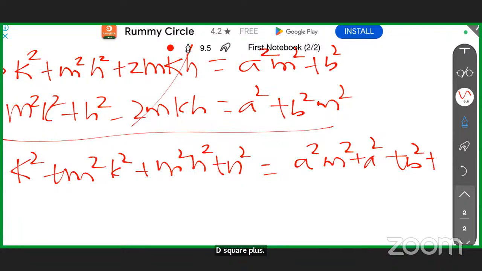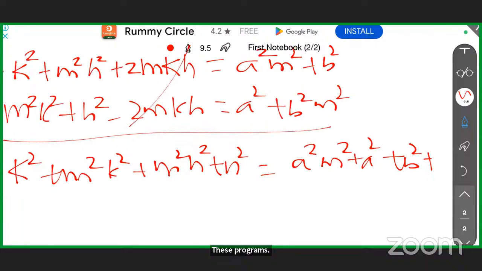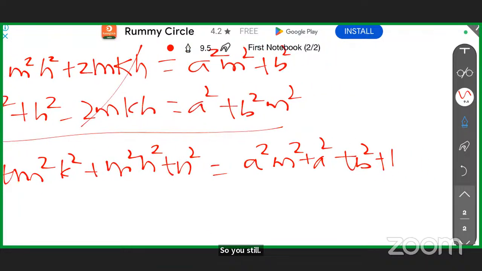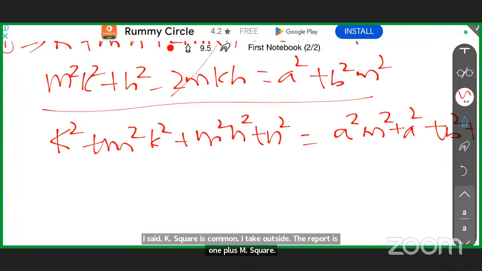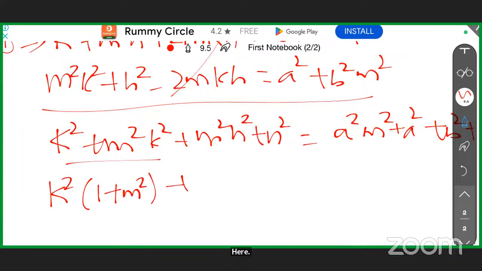So this will be here. On both sides, k square is common. I take k square common outside, and the left out is 1 plus m square. Here h square is common. I take h square outside. It will become m square plus 1, so I can write it as 1 plus m square.